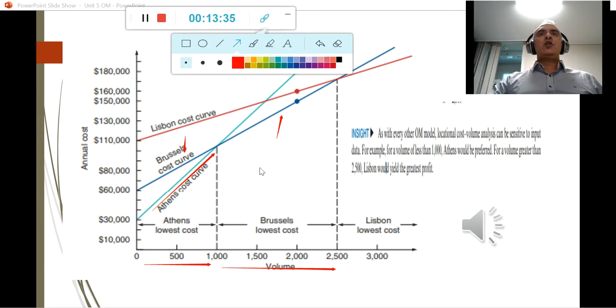But if I want to go for high volume, then although Lisbon on the first two doesn't look like the best option, at a higher volume it is a better option. So what we're saying here is that you need to understand in the long term how much your production is going to be. Let's think, for example, that we want to focus on the Greek market. The Greek market is not sufficient, it's very small. So if I just want to produce for the Greek market, then this option is good. It's fantastic because I can just produce 1,000 units.